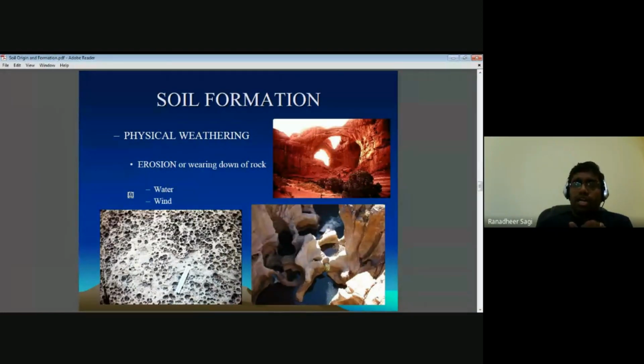Erosion means, for example, when there is rainfall, due to the movement of water, what do the water particles do? They try to exert some force on the surface of the rock body, and due to that rubbing action, the top surface particles get rubbed due to the movement of water, or sometimes due to the wind effect. So some particles will start getting separated from the parent material, and they'll get deposited.